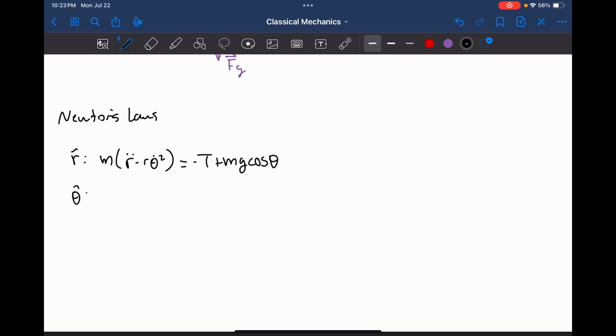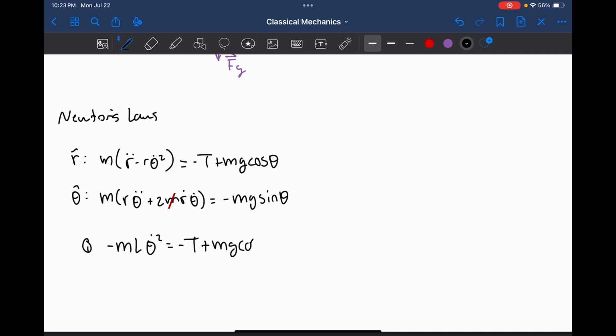Now, along the theta hat direction, we have m times, and this is our theta component, r theta double dot plus 2m r dot theta dot is going to be equal to minus mg sine of theta. Now we can make this better because we know that r is equal to L, which is also a constant. So the first equation actually becomes minus m L theta dot squared is equal to minus T plus mg cosine of theta. And the second equation is going to become m L theta double dot is equal to minus mg sine of theta.